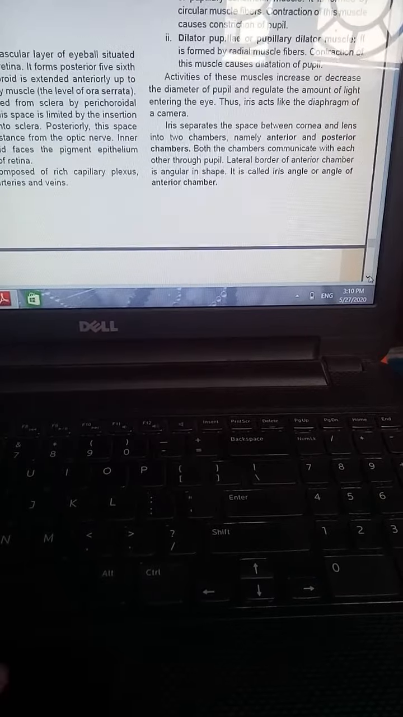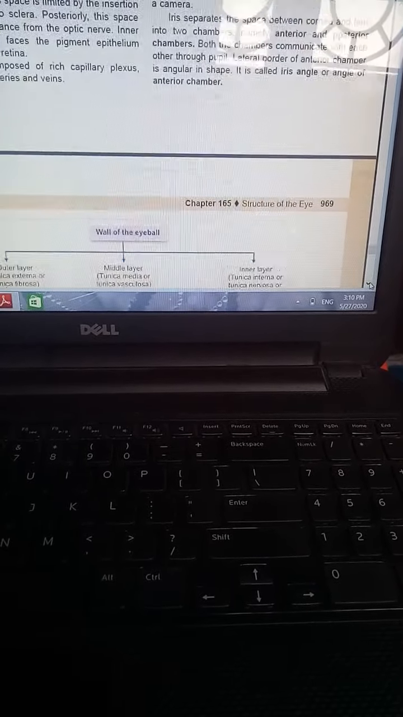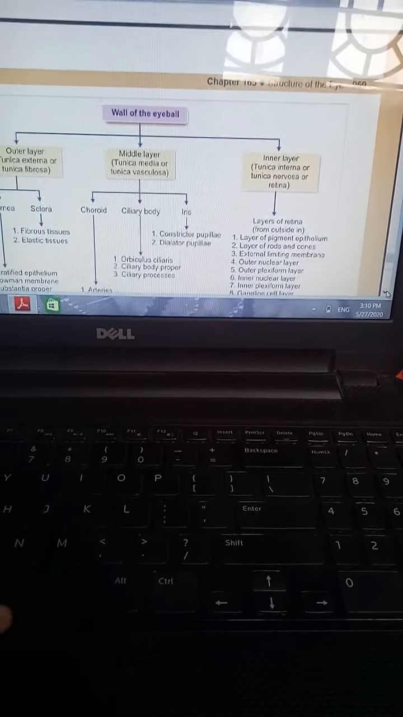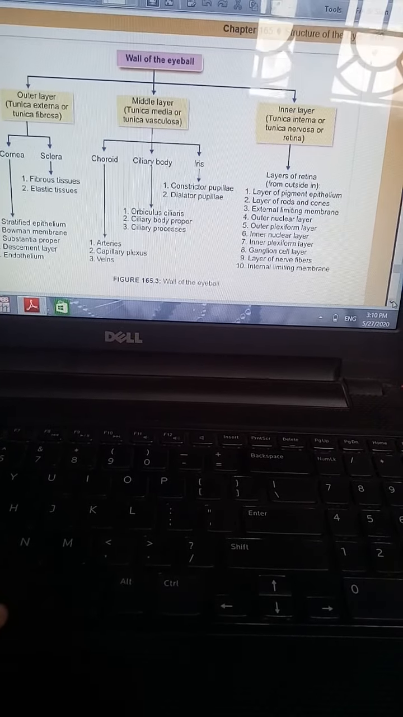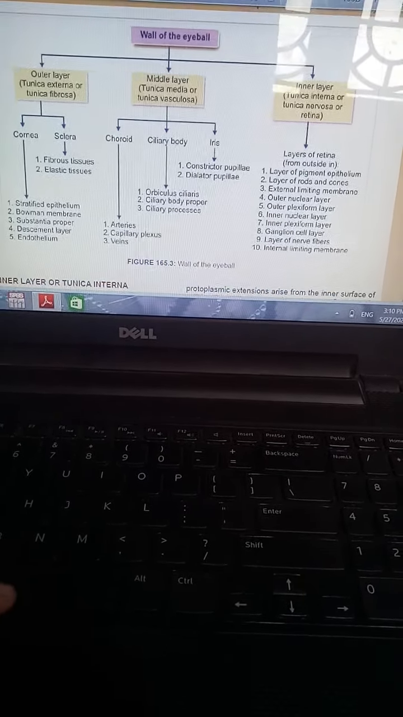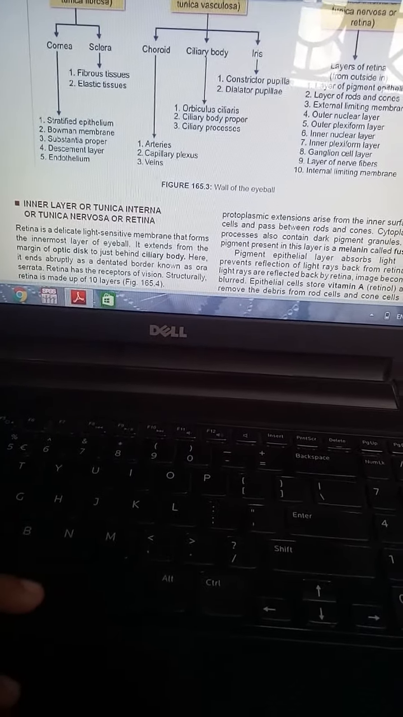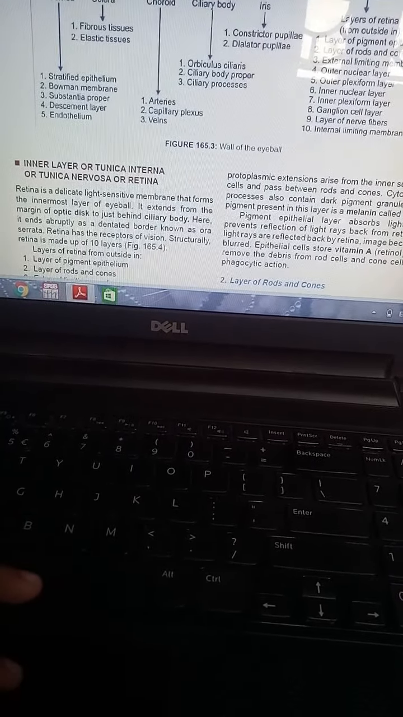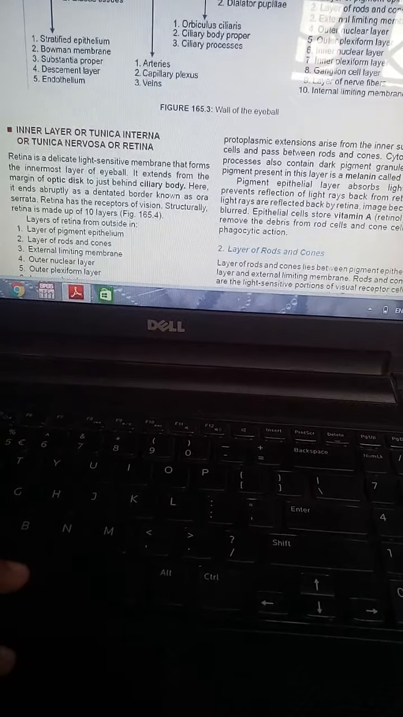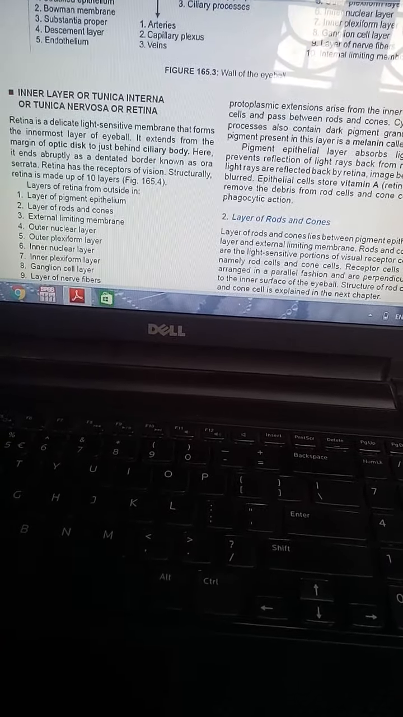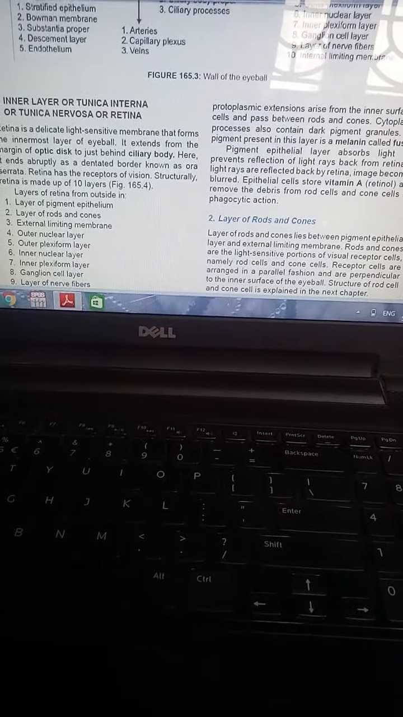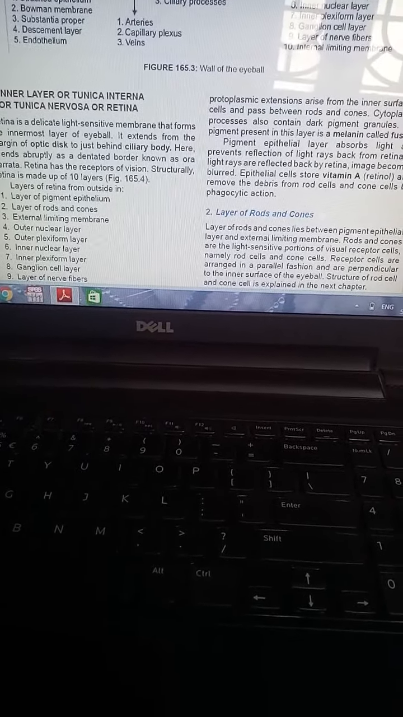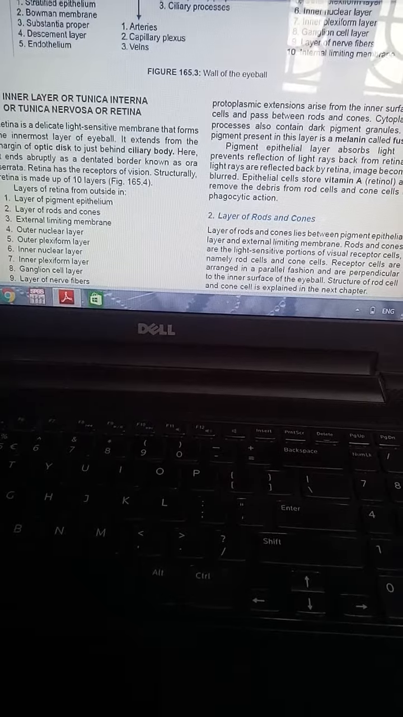Next, there are the walls of the eyeball: the outer layer, the middle layer and the inner layer, which we already talked about. Next is the inner layer, the tunica interna or tunica nervosa, or retina, which is the inner layer of the eyeball, and we will see it in the next video.